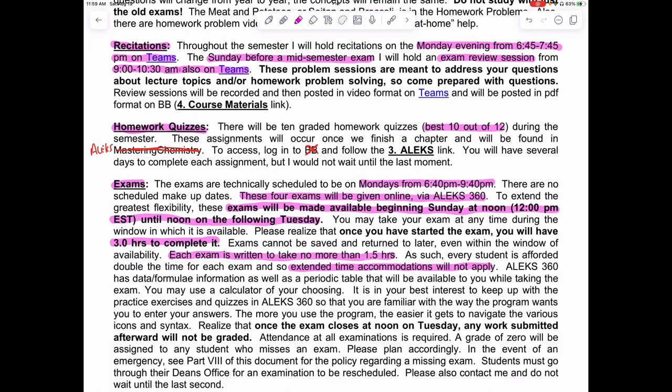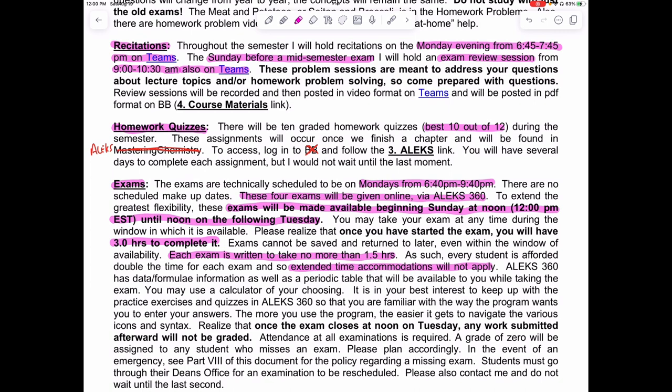The final is a different exam. It's more cumulative, and so definitely we will be talking about access accommodations for that. And if you do have access accommodations, please feel free sooner than later to discuss those with me, so that we can make sure that we're putting you in the proper environment for your learning.